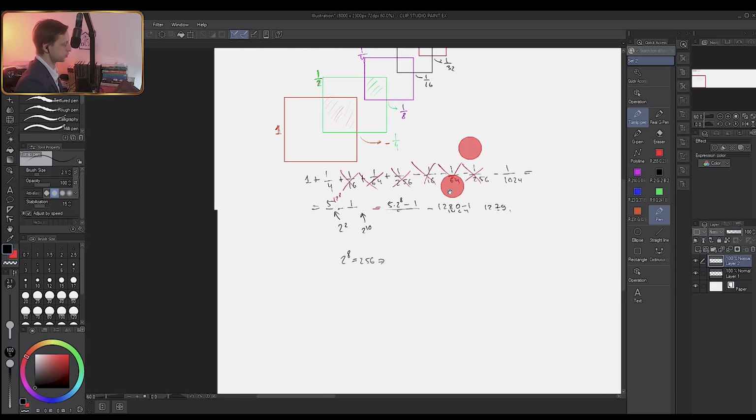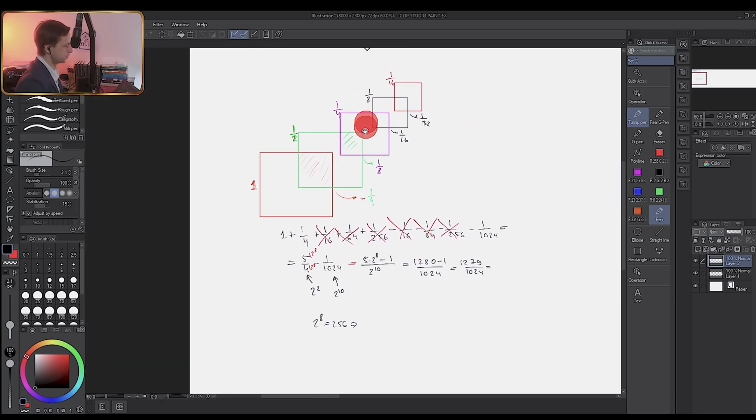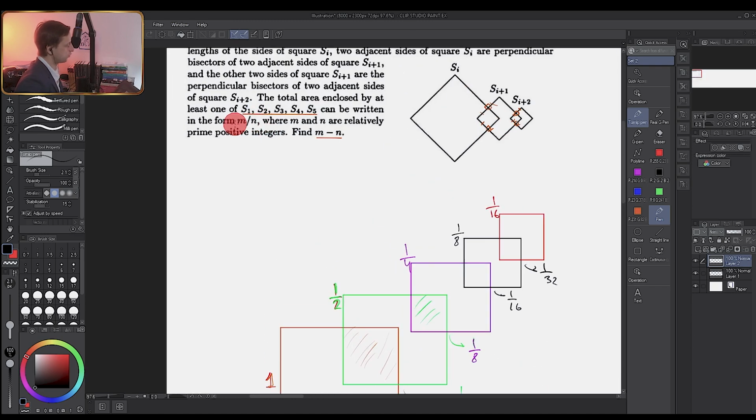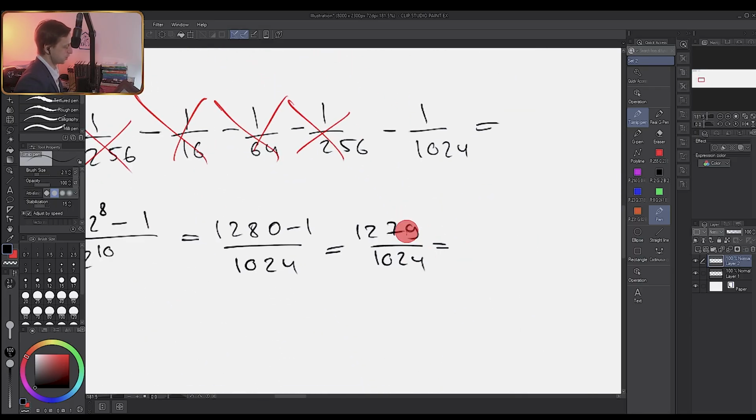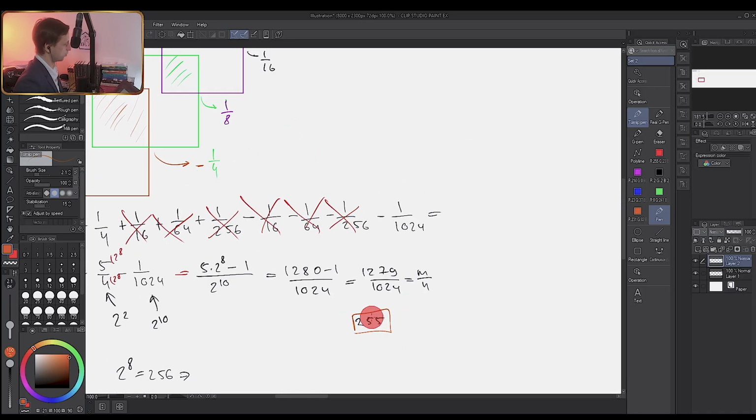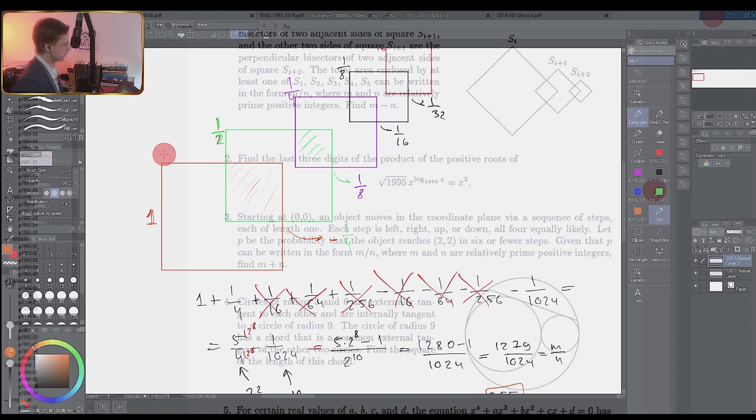So it is the total area enclosed by these 5 squares, and you need to find it in the form of fraction, which we did, and the answer would be numerator minus denominator. So let's look at this fraction, and it is m over n, and numerator minus denominator would be 255, and it is the correct answer for this problem. So let's go to the next one.